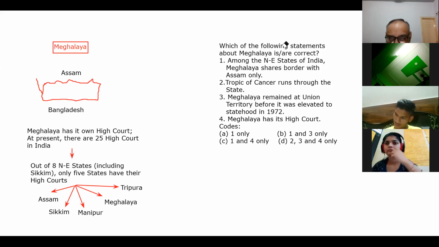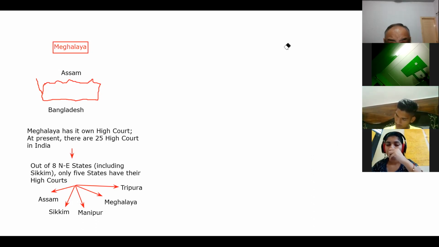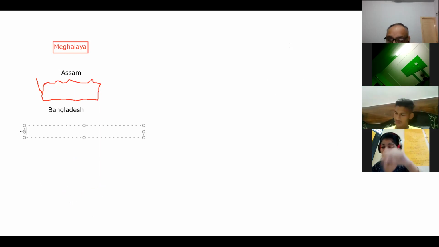Okay, so such types of questions can be asked to you, right? So this was about the high courts of the states. Now let us move a little bit next. As far as the state is concerned, the capital is Shillong, and the official language of the state is, right? Official language of the state is what? Does anybody know?